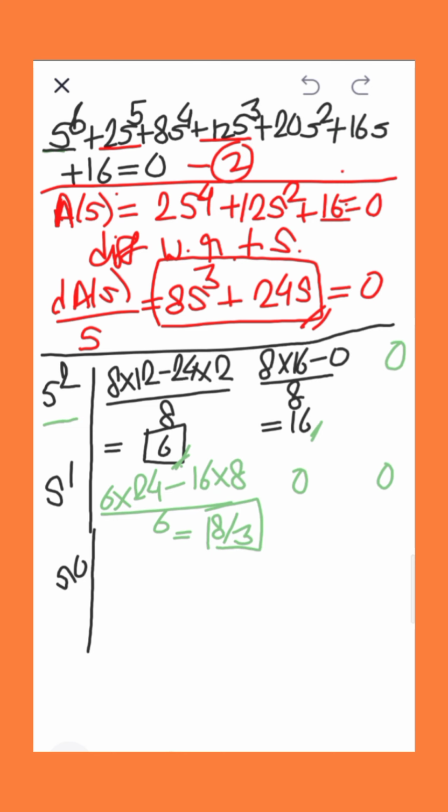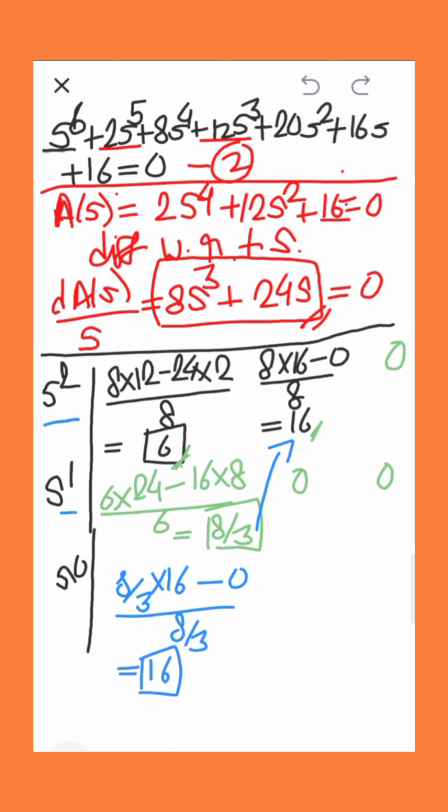Next, for the s to the power 0, consider s to the power 1 and s to the power 2. 8 by 3 into 16 minus 0, upon 8 by 3. So it will be 16. Okay.